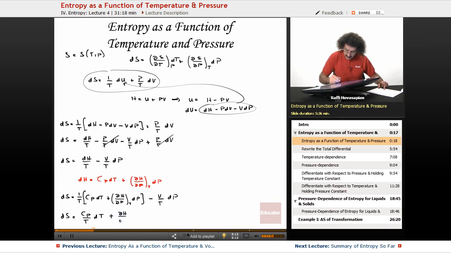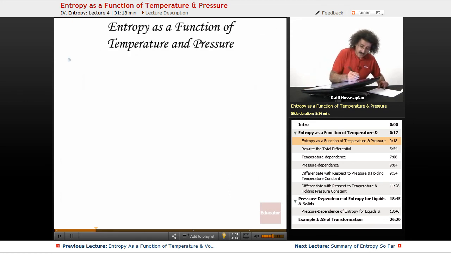I get dS equals Cp over T dT plus (∂H/∂P) at constant T dP minus V over T dP. I'm going to combine some terms here. When I do that, I end up with dS is equal to Cp over T dT plus 1 over T times [(∂H/∂P) at constant T minus V] dP.